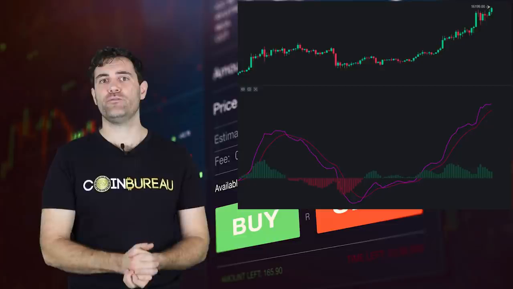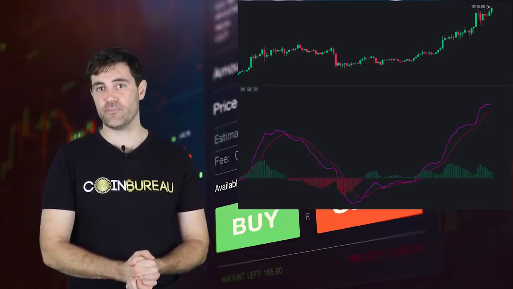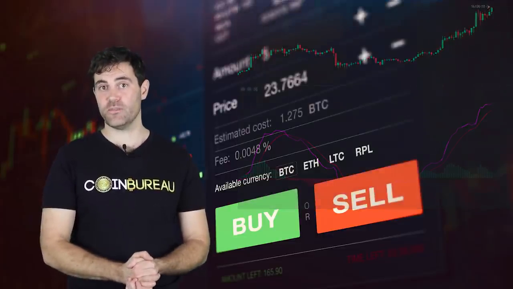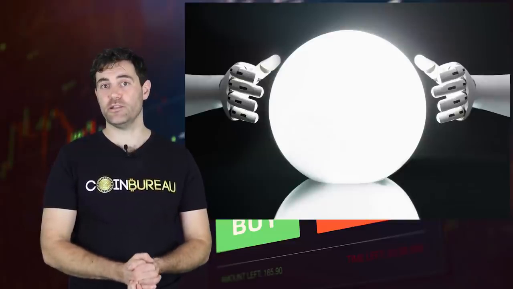There is another powerful technical indicator based on moving averages called the MACD. MACD stands for Moving Average Convergence Divergence. It's used to determine new trends in price and measure price volatility.